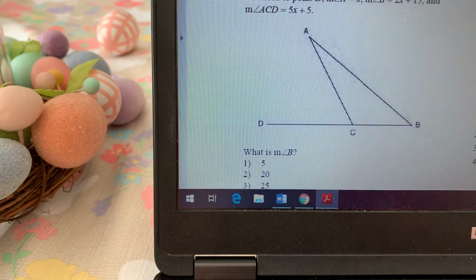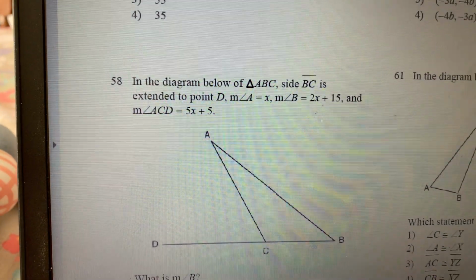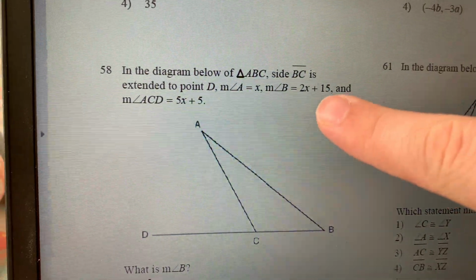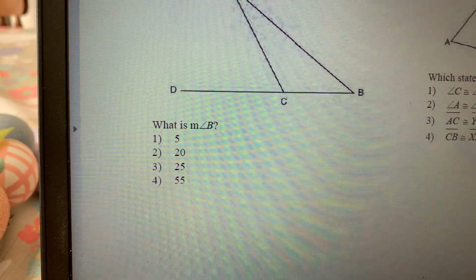Okay, what is angle B? You've got to read what's asked for. What is angle B? Not what is x. So I got to plug 5 in there. 2 times 5 is 10, plus 15 is 25. So answer choice 3 again.